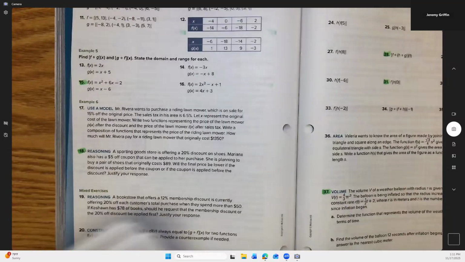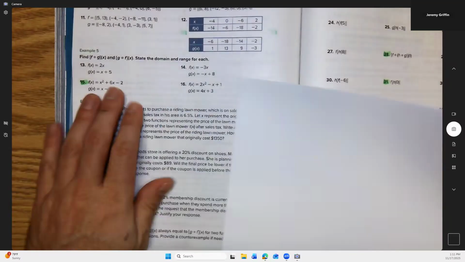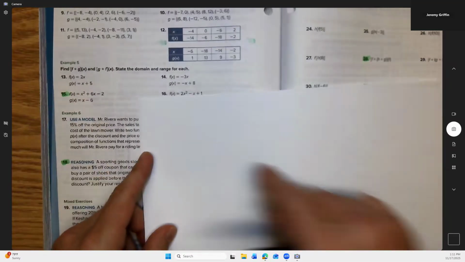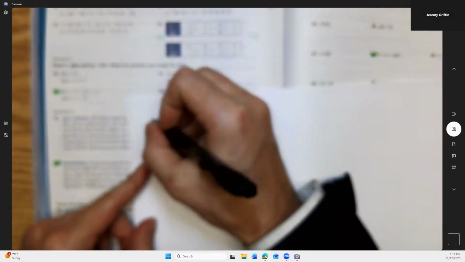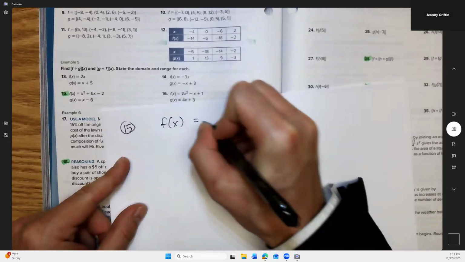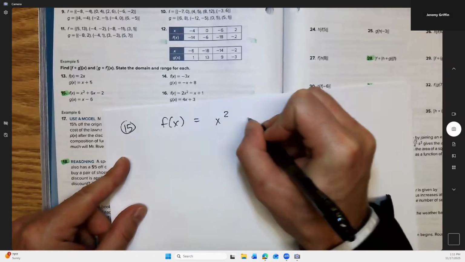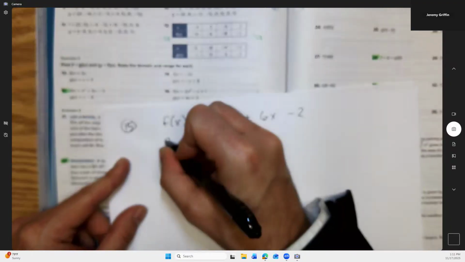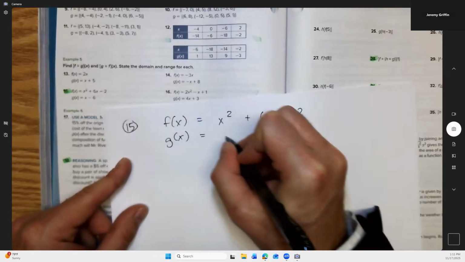Okay, 13. Find the composite f of g of x, g of f of x. State the domain and range for each. So 15 here. They've given us an f of x. Ooh, this is looking fancier. This is a whole parabola. Once you see x squared, you know that's the case. And then g of x is x minus 6.